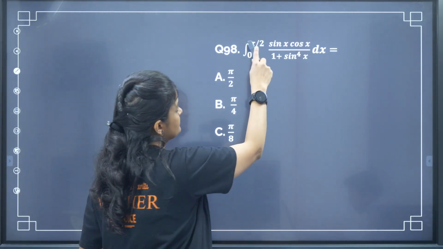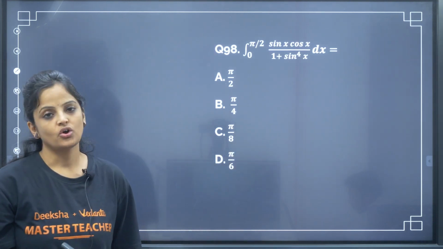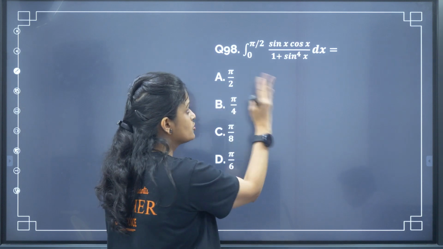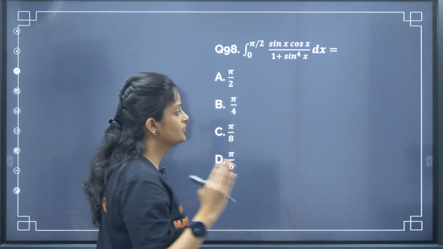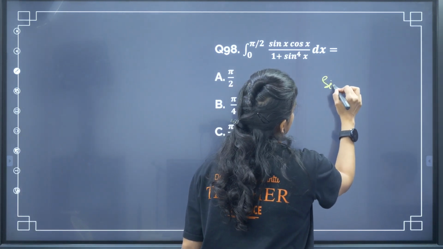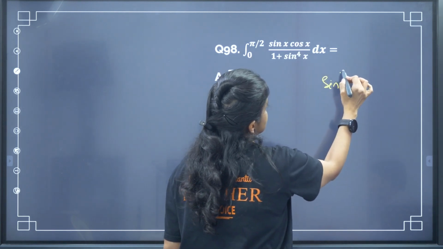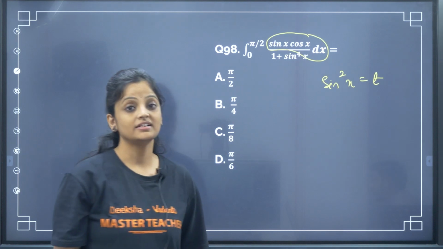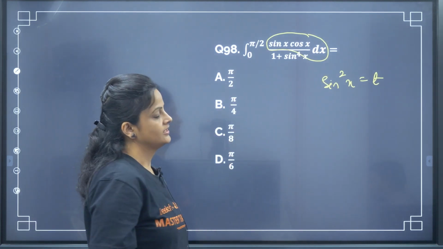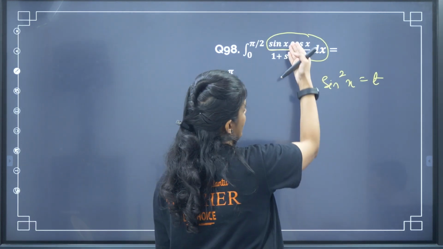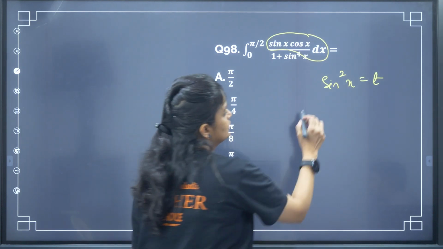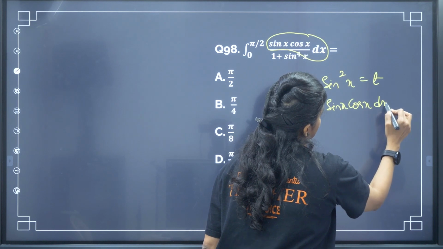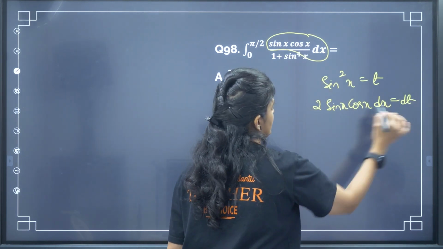98th question. Integral of sin x into cos x divided by 1 plus sin to the power of 4x. This is also loudly telling you the substitution. If you understand the hint, then sin square x is telling you t, because this I need as a dt. When will I get that? If I take sin square x as t, I will get that as dt, right? So 2 times sin x cos x, don't worry about the constant, that will go the other side. This will be taken to the other side.